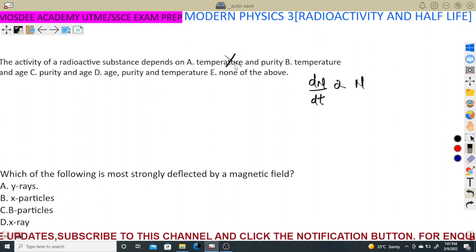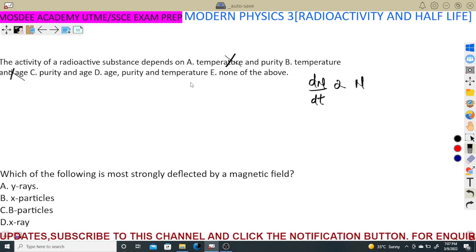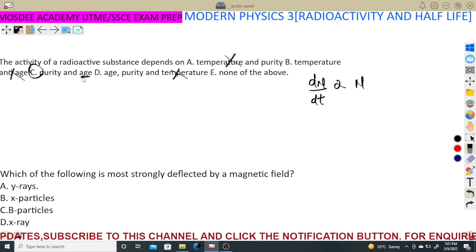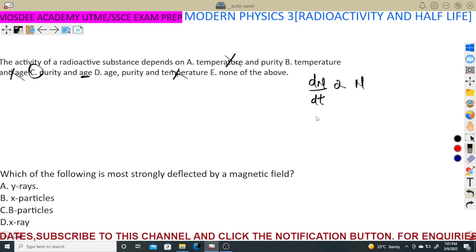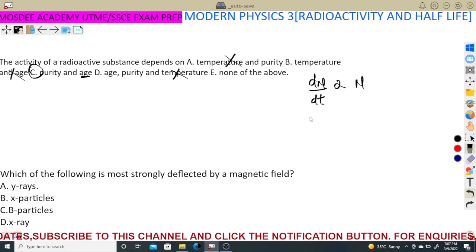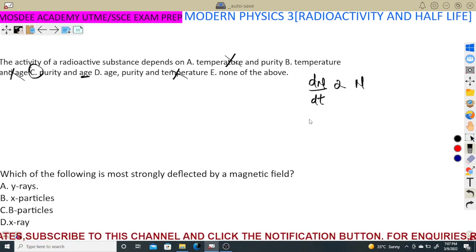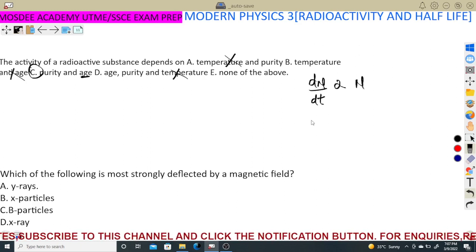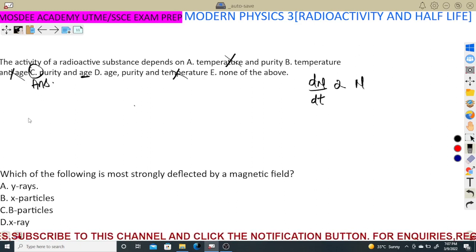So temperature is not the answer. Anything that has temperature, you cancel it. So the answer that you have left is what? Age and purity. Age is the time. You know, as you get aged, that means the time in years is increasing. Then purity, we have different types of substance. Pure substance, stability is high. Impure substance, stability is low. So activity is the measure of stability. Purity is also a factor, and that is why we are picking this as our answer.